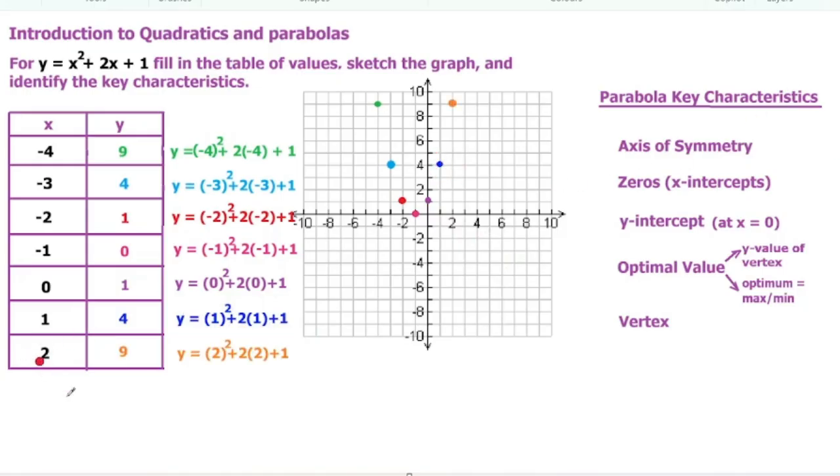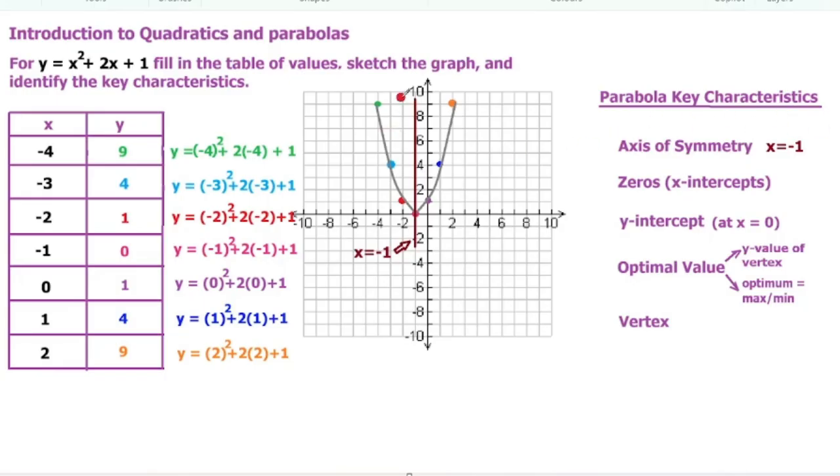And finally, our last point, when x equals 2, we put that into our equation and we get y equals 9, and that's our point here, 2, 9. Okay? So we've plotted it. Now let's just draw it. So this is our parabola, and it looks like that. Okay? So now we're going to fill in the parabola key characteristics.